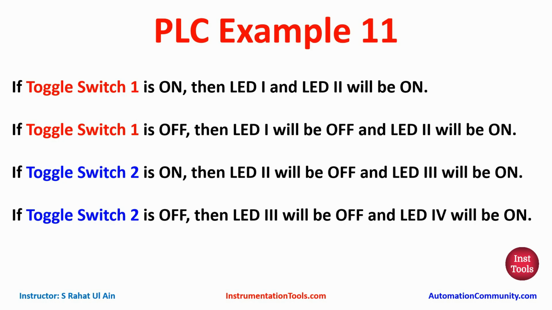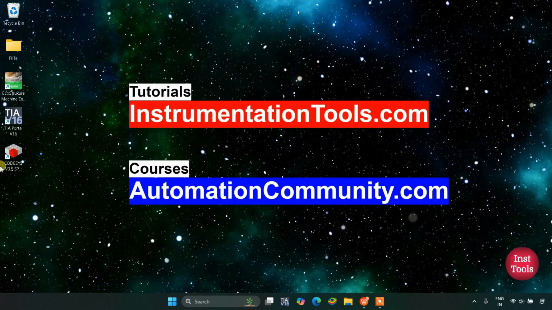So for this example, we will be using normally open contacts, normal coils, and we will also be using some set coils and reset coils. With that, we will also be using memory bits and normally closed contacts. So let's move to CODESYS, where we will draw a ladder diagram for this example. So I will open CODESYS.